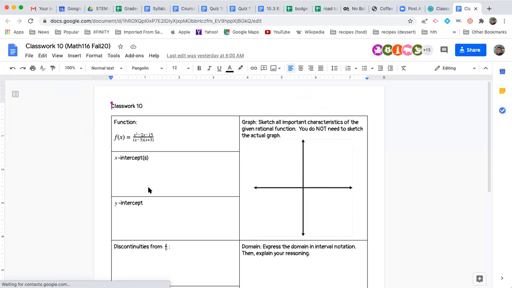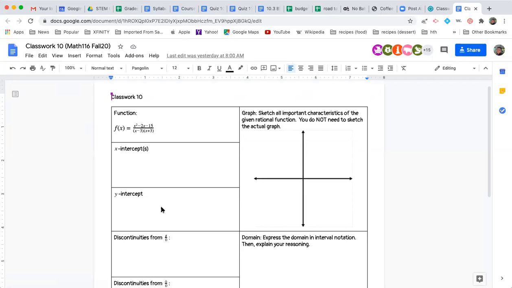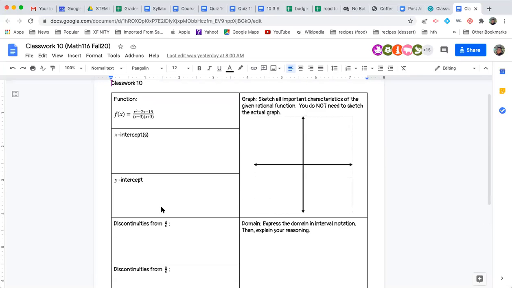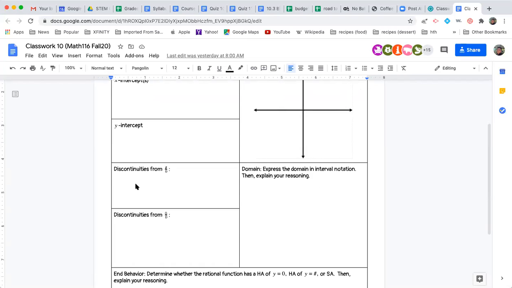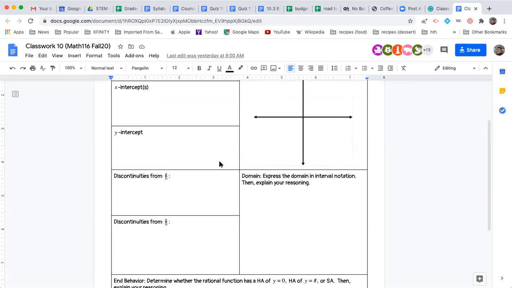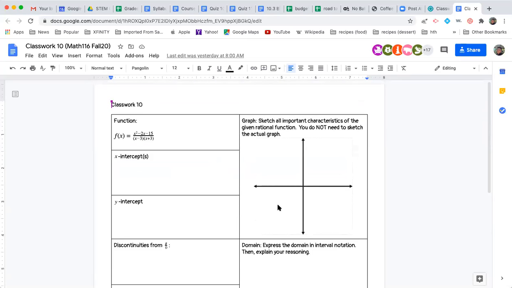Okay. So you see how this one is pretty similar to question number 1, right? It's got the x-intercept, y-intercept, but they give you the equation first, and then they want you to answer all the pieces. Now, one modification to the graph. I do not need you to draw the whole graph. That was something we said we didn't really need to go to that level of detail. But I would like to see the characteristics.